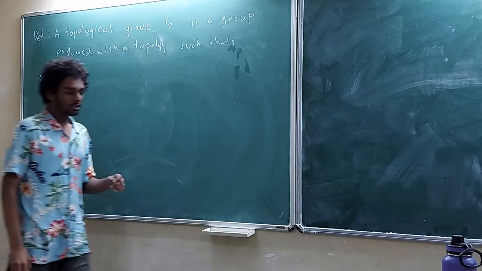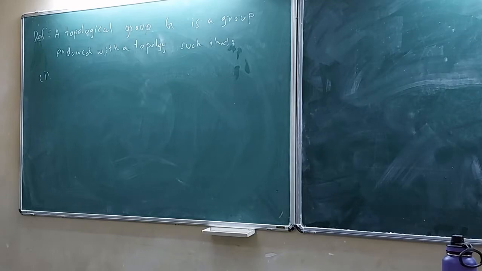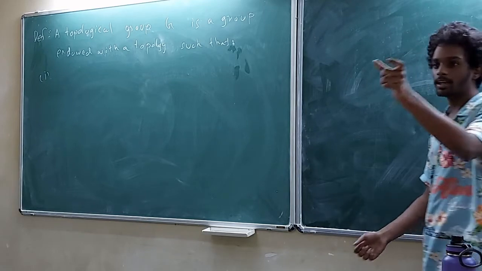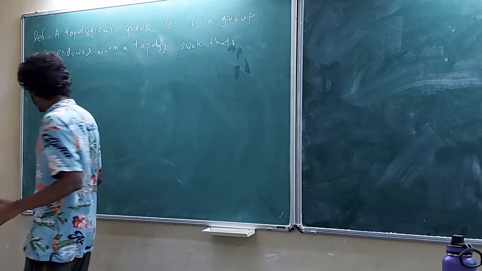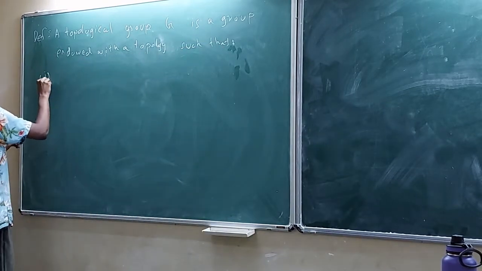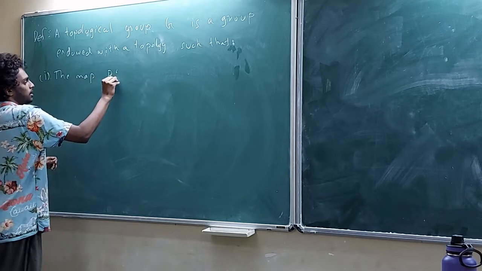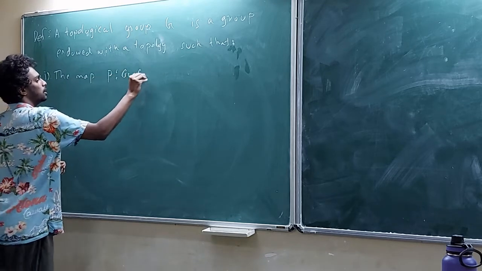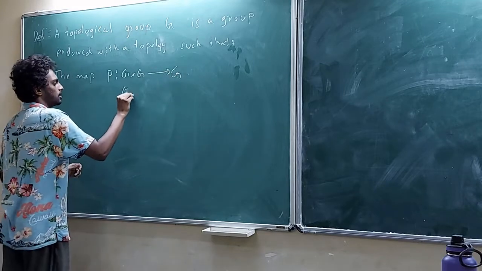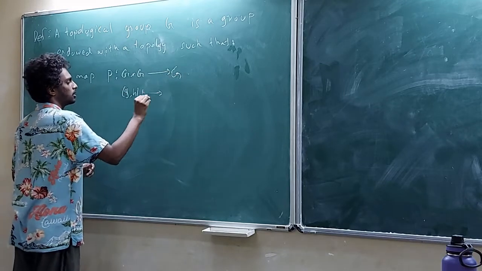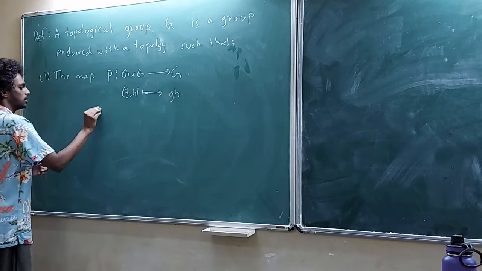So I'll start with multiplication. But multiplication requires some construction. It's a map from G cross G, taking tuples (G, H) to the product GH. I want that map to be continuous. So the map product from G cross G to G that takes the tuple (G, H) to GH is continuous.